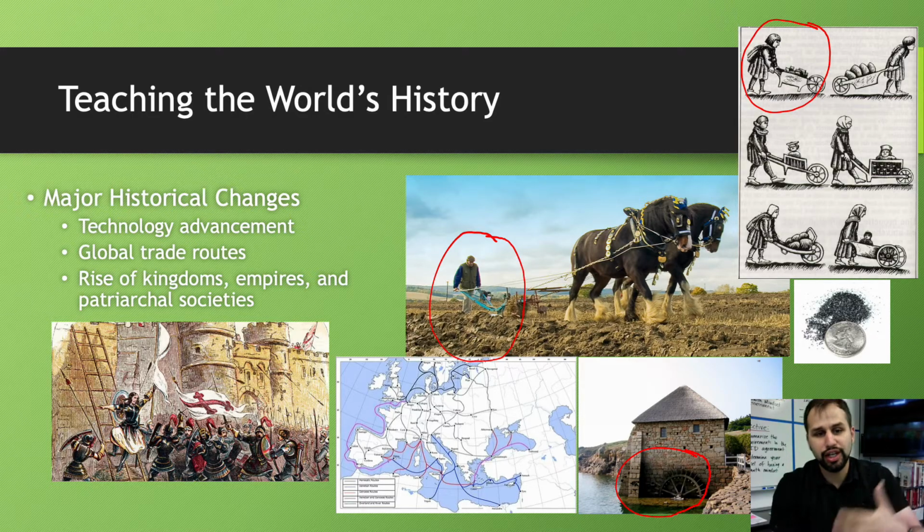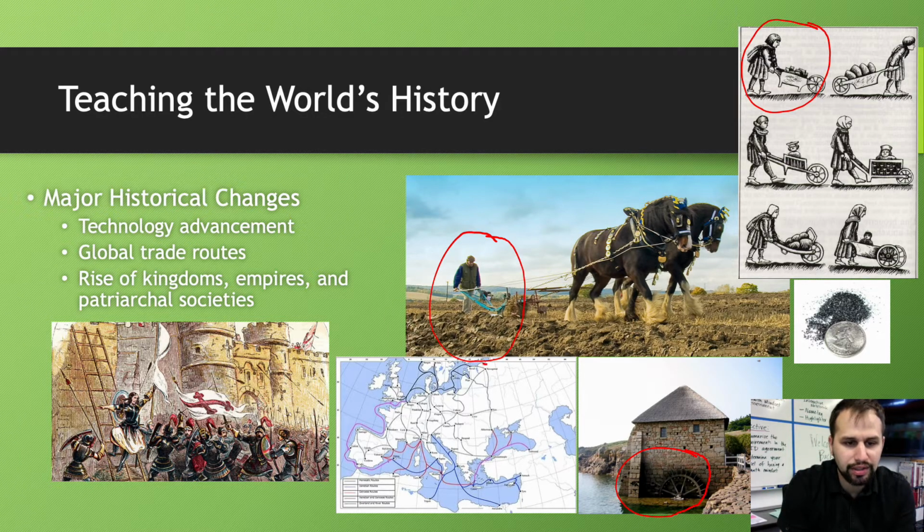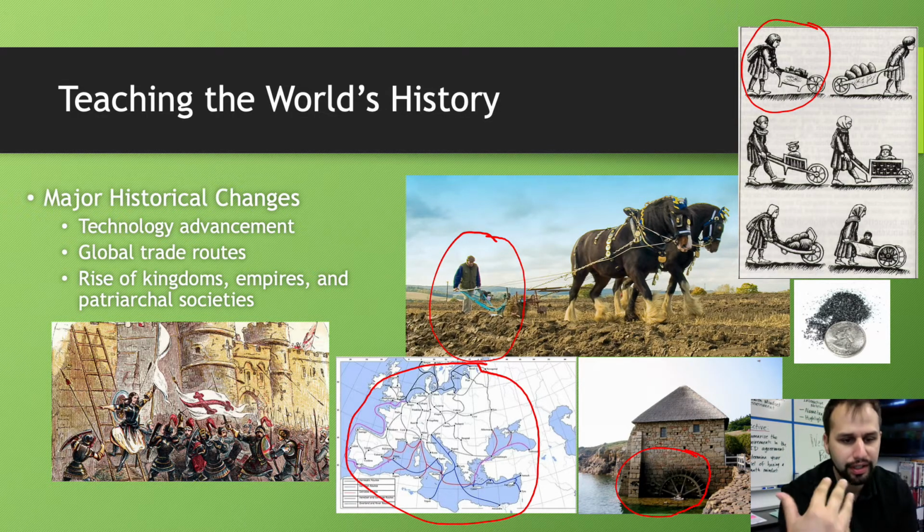There's also changes in global trade routes. You can see in this map here the different trade routes that are filling basically Europe on the ocean over land, in the Atlantic Ocean specifically for Europe, but it spread all the way to the Pacific Ocean on the other coast, on the eastern coast. We also have to talk about the rise of kingdoms, empires, and patriarchal societies. So this is when one leader begins to take over large kingdoms and empires and spreading their influence.